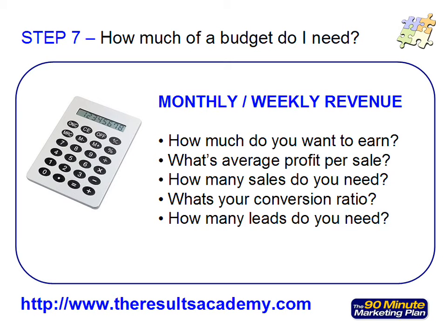Now, to calculate how many leads you need, simply take the number from your conversion ratio, 1, 3, 5, 10, or whatever, and multiply that by the number of sales you require to give you the amount of leads you need. You now know how many leads you need to give you the revenue or lifestyle you want.